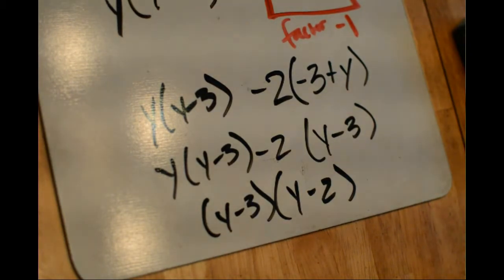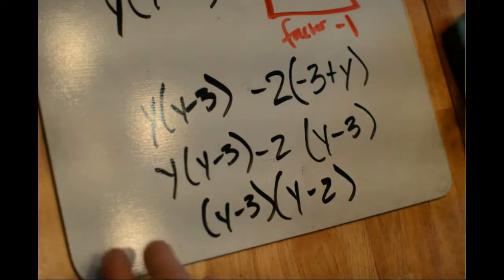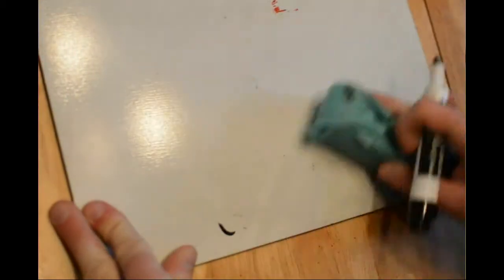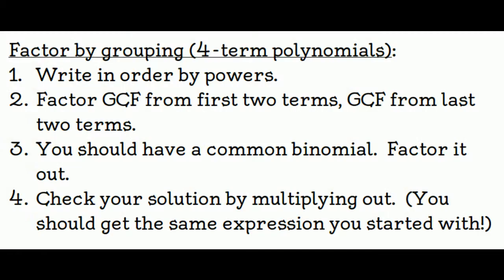So here's where this is going to be helpful. By factoring by grouping, we're looking at factoring, in general, 4-term polynomials. So the steps that you can take in this are to, number one, write your terms in order by power, from biggest power to smallest power. Then you'll want to factor the GCF from the first two terms and the GCF from the last two terms. That should give you a common binomial if it can be factored this way, and so factor that out.